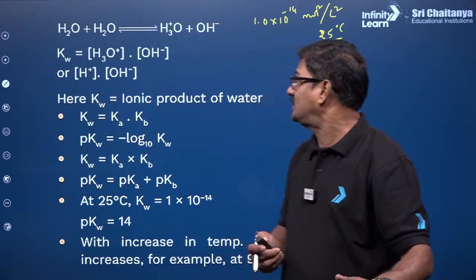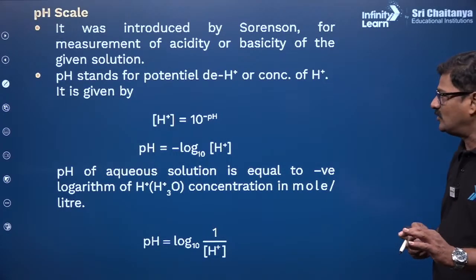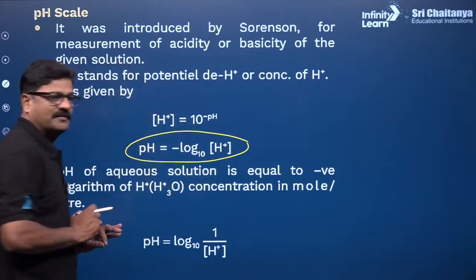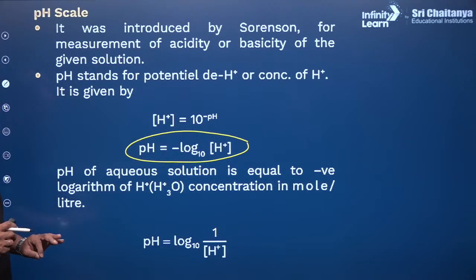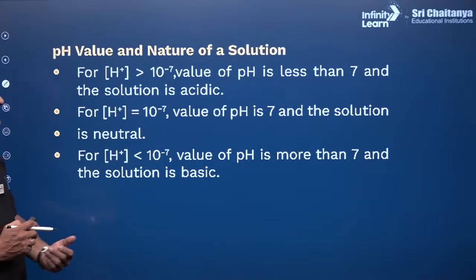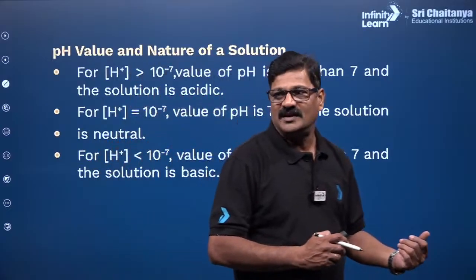That's very important. Talking about the pH scale, the negative logarithm of hydronium ion concentration, that is H plus ion concentration, is called pH. If it is greater than 7 it is basic, 7 is neutral, and less than 7 it is going to be acidic.